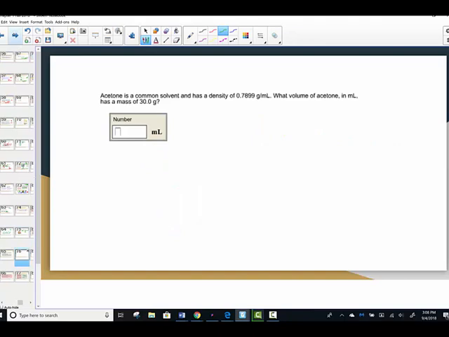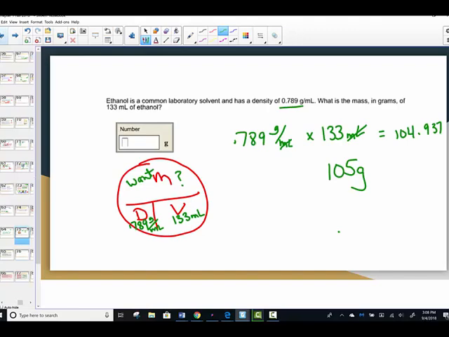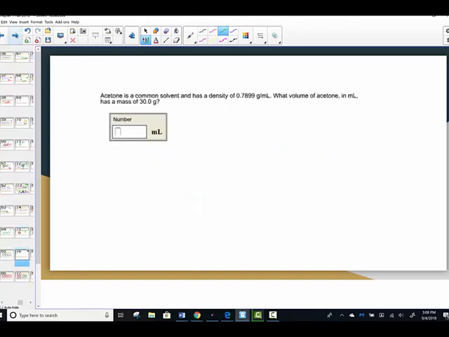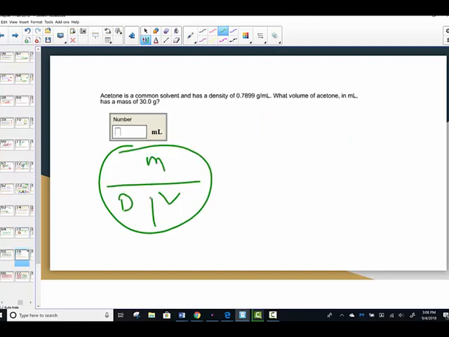Acetone is a common solvent, and it has a density of 0.7899 grams per mil. This looks very familiar. All right, so we're going to try that round little buddy again. M over V is defined as density, mass over volume. What is the volume if I have 30 grams as the mass?